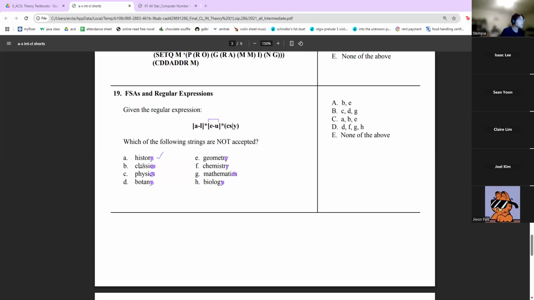What about classics? C, L, A. Those three letters fall within A through L, so that's fine. Then we have S, S, I. All three of those fall within EU, so this is also fine.